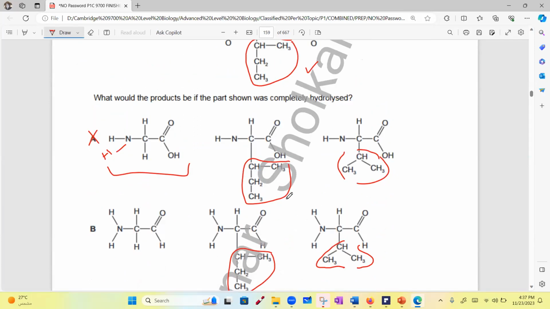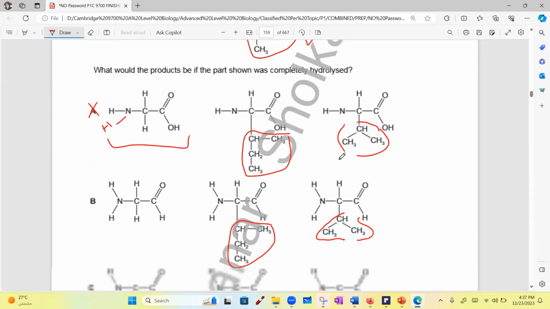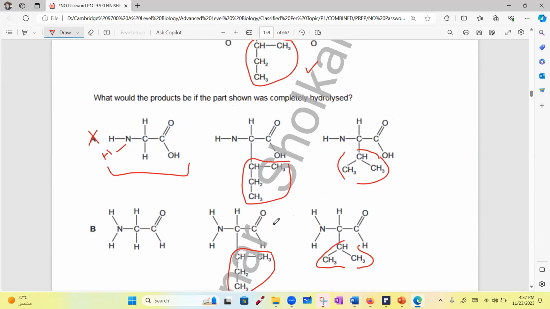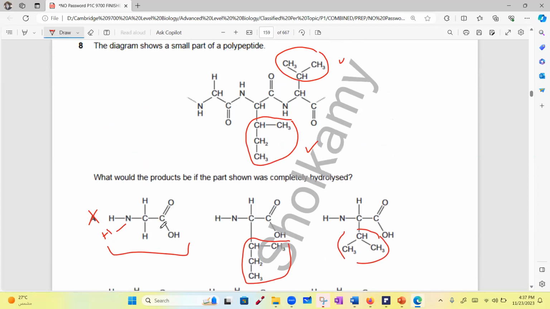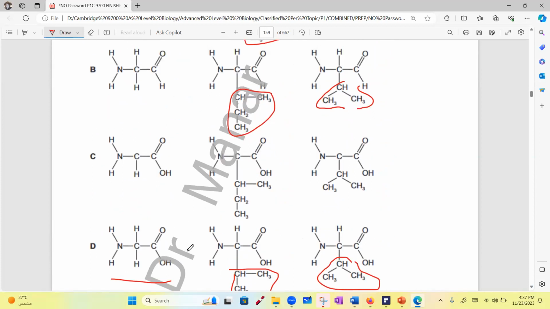Miss, the answer is D. Okay, the answer is D. Let me see the difference between B and D. This is the R group, yes, that we're looking for, and this is the R group that we're looking for. And Miss, B doesn't have the amino acid, the first one doesn't have an OH. It has a double bond with O and an H.